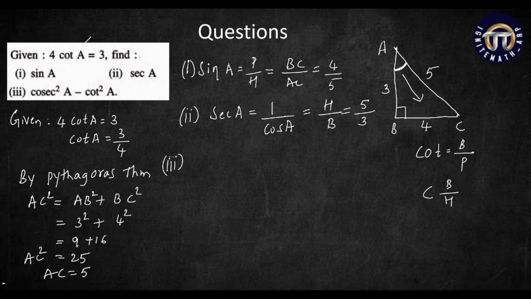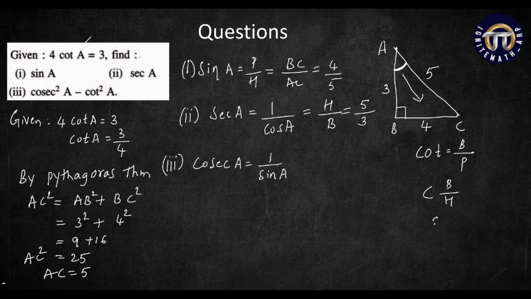You are asked to find out what is cosecant square A minus cot square A. First, let me find out what is cosec A. Cosec A is a reciprocal of sin A. You need to remember the reciprocal ratios.